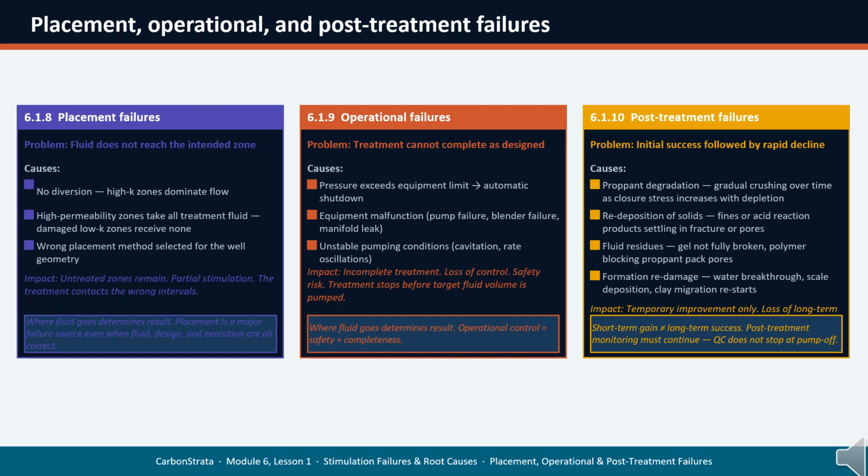Now define first failure. Placement failure. Fluid does not reach the intended zone. High permeability zones take all fluid. Damaged zones receive none. Treatment is correct, but applied in the wrong location. Now define outcome. No improvement where it is needed. Now define compression rule. If fluid does not reach the zone, treatment does not exist.